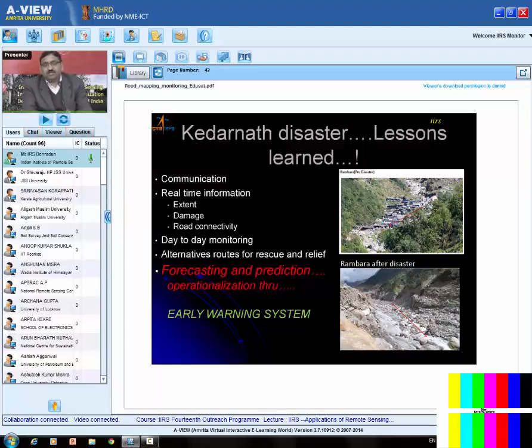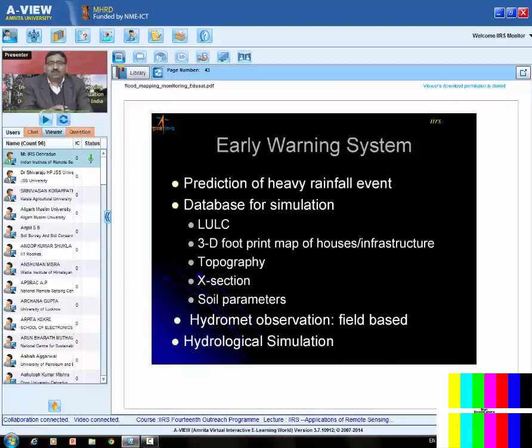So, for the next few minutes, I need your attention. I will concentrate on early warning systems for flood. So, what are the components of an early warning system? Early warning means prediction of heavy rainfall events. Then a database like land use and cover, 3D footprint map of house infrastructure, topography, digital elevation model, cross section of the river, soil parameters, etc. Then hydrometeorological observations from the field, online, and finally hydrological simulations, the hydrological model.